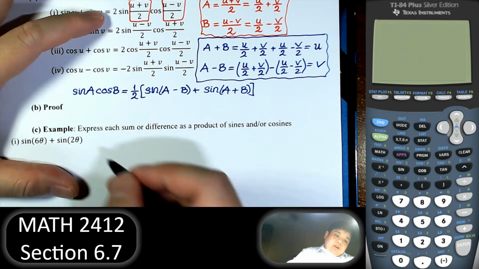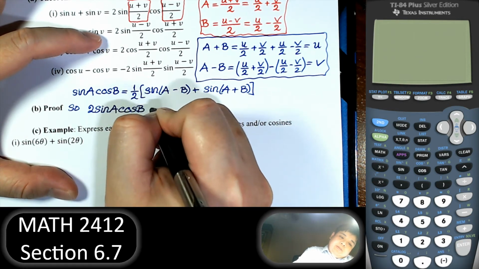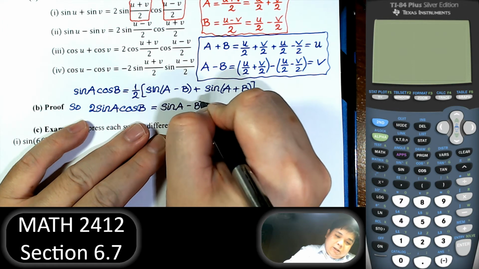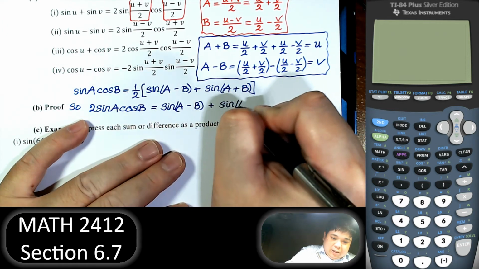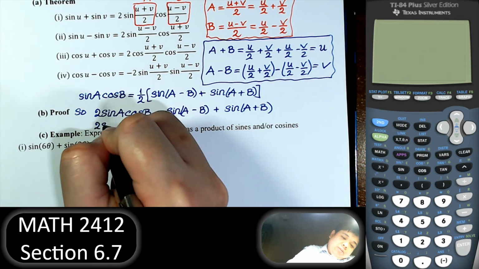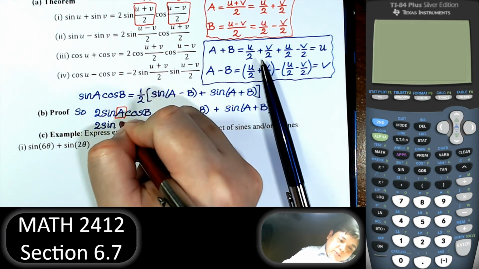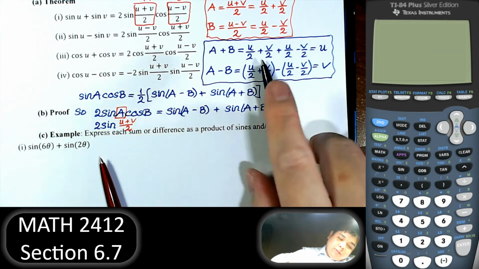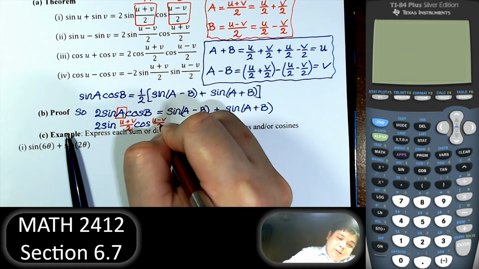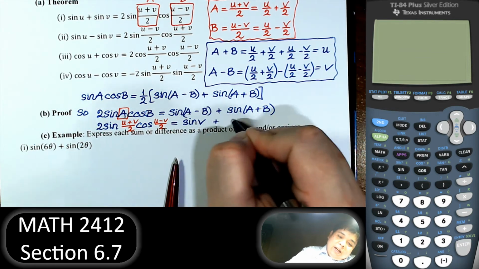All we need to do is multiply the 2 on the other side. So 2 sine A cosine B will be equal to sine of A minus B plus sine of A plus B. The product to sum. And then it's easy. 2 sine A is U plus V over 2, and cosine B is U minus V over 2, equal to sine A minus B is V, A plus B is U.